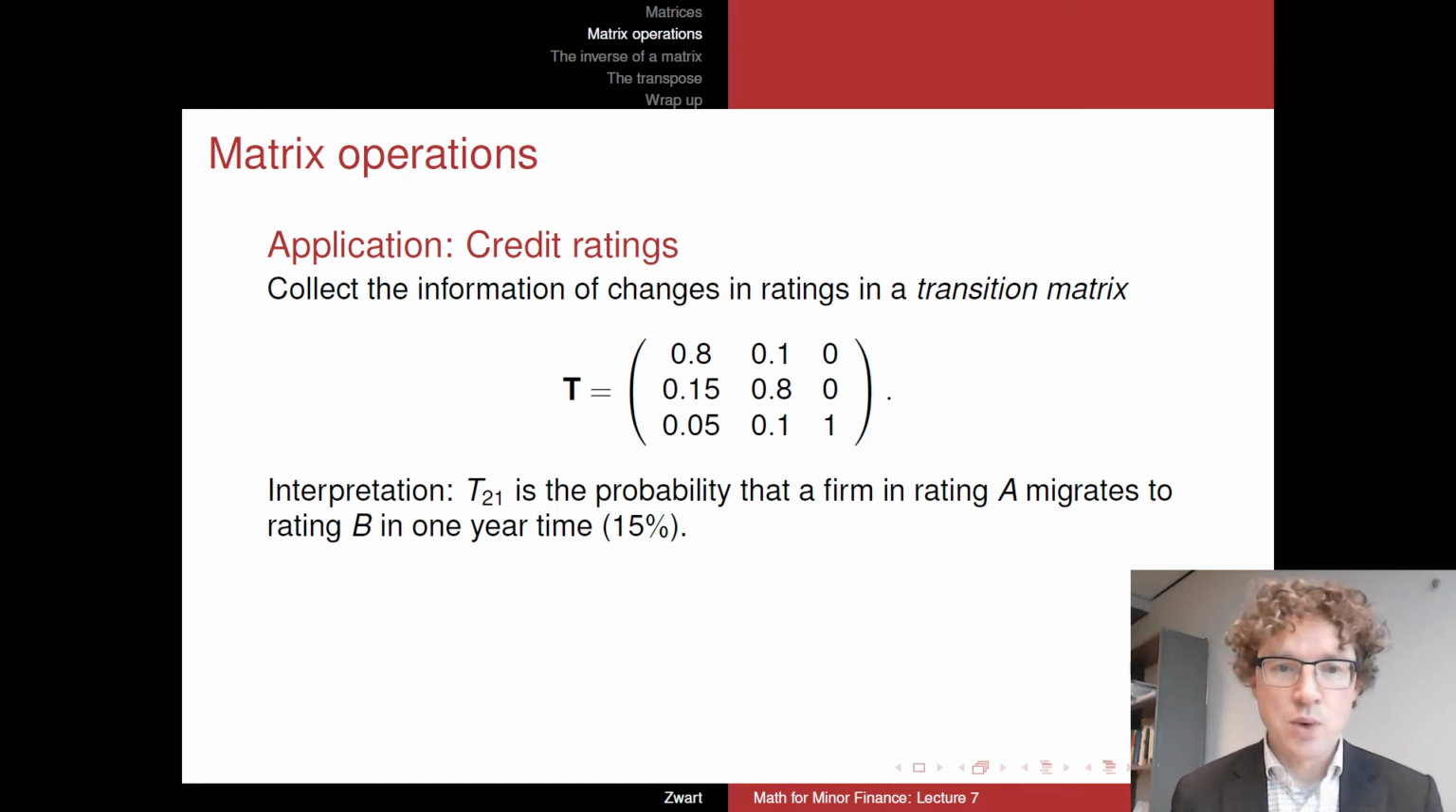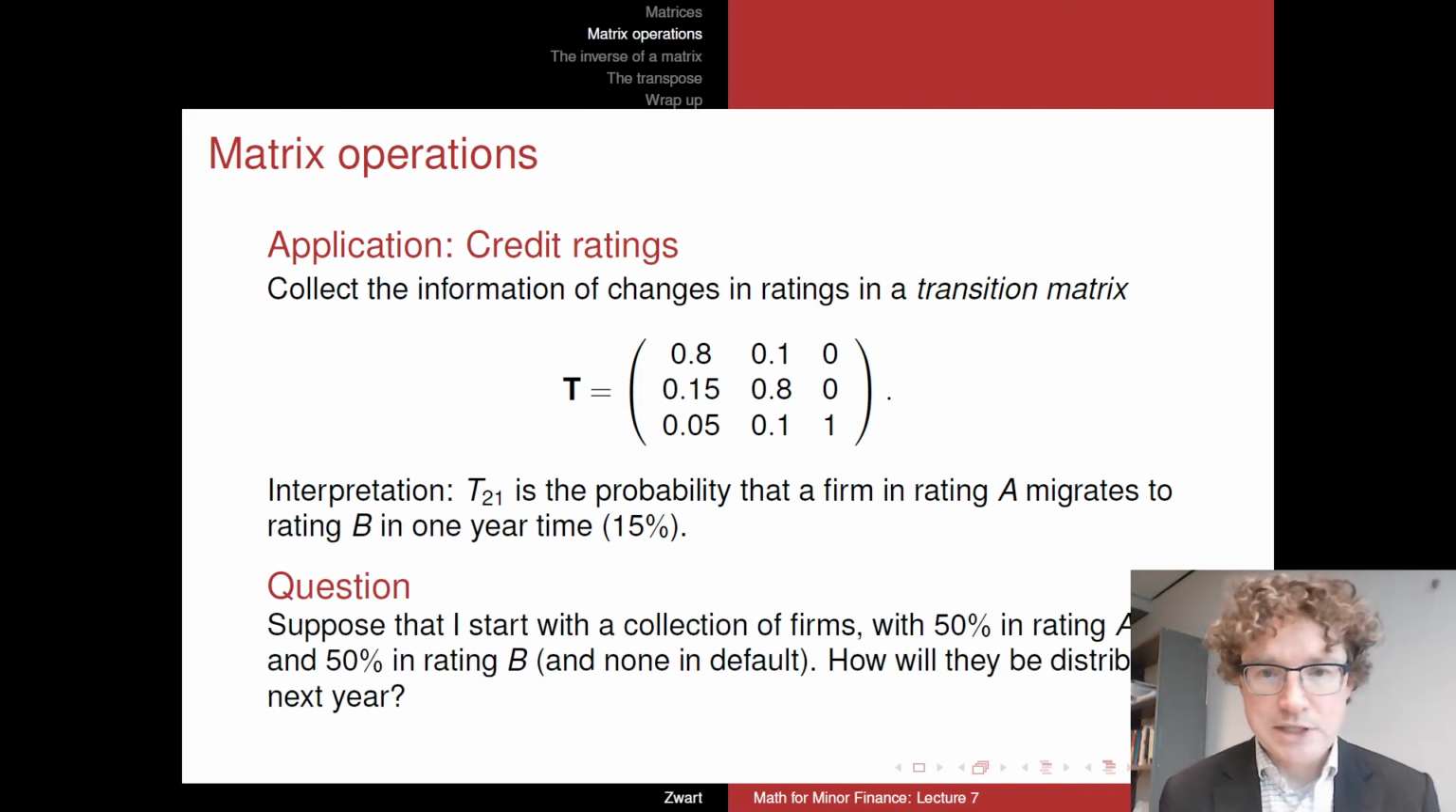So T21, as I wrote down there, T21, well, what element is that? That will be the second row, the first column over here, 0.15. That is the probability that a firm that starts out in rating A, which is this column, migrates to rating B, which is this row, after 1 year. So that's 15%. That's how we should read this transition matrix T. Okay, so that's just a definition, or notation, that's going to turn out to be convenient. So let's work with that.